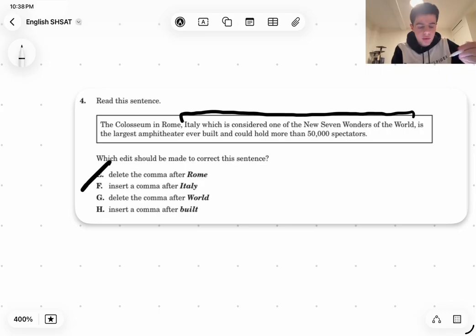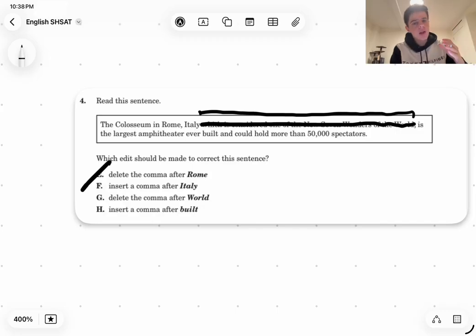Which is considered one of the new 7 wonders of the world. Is that essential in the sentence? Could we cross this out, right? Let's try. The Colosseum in Rome, Italy, is the largest amphitheater ever built and could hold more than 50,000 spectators. That part of the sentence doesn't have to be there for the sentence to stand on its own, right?